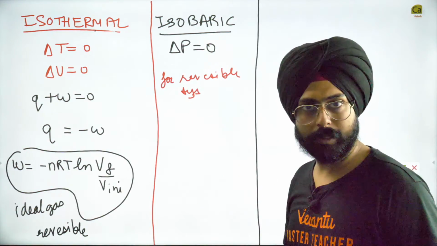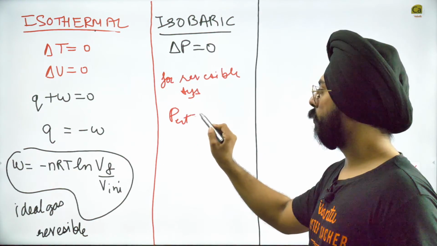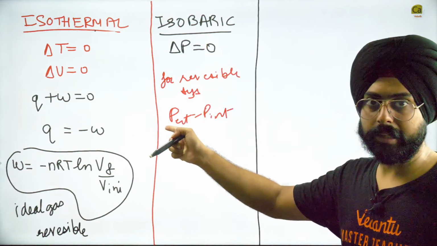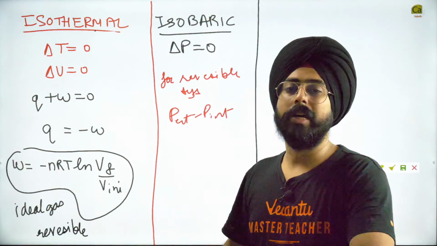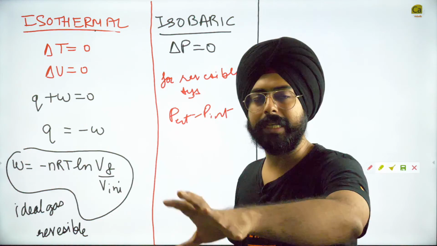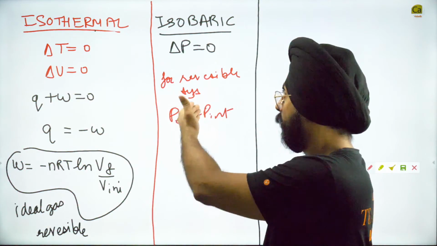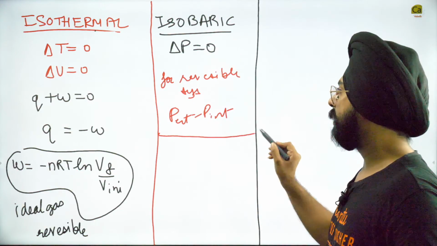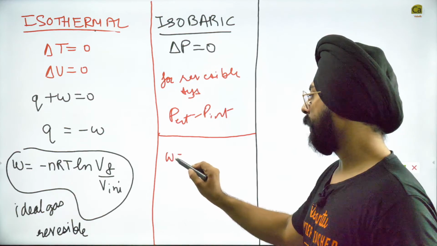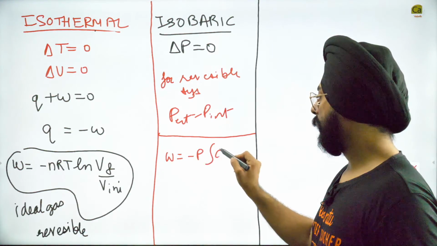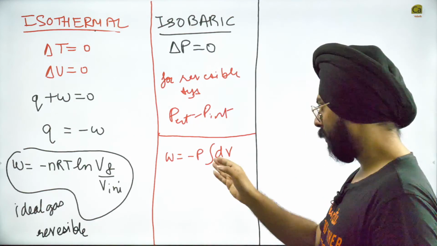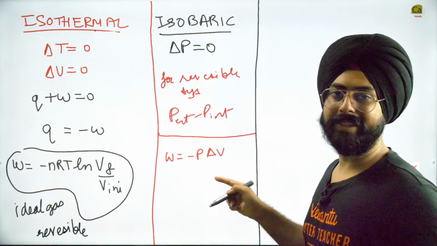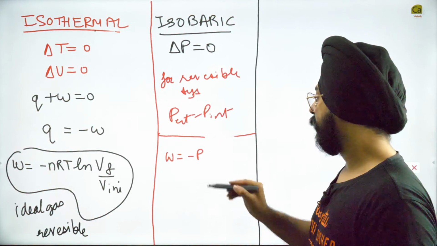for a reversible system, P external is equal to P internal. So for a reversible system under an isobaric condition where pressure is constant, you can use the formula directly. Work done is simply equal to minus integral P dV. P is a constant value, so it is out of the integral. And integral dV is simply equal to delta V, which is V final minus V initial.